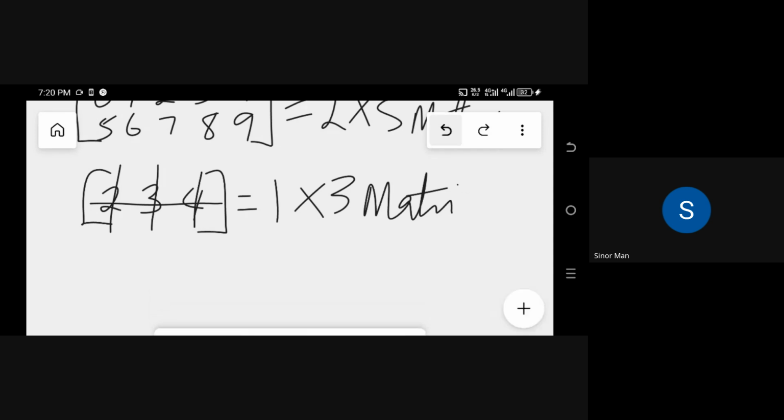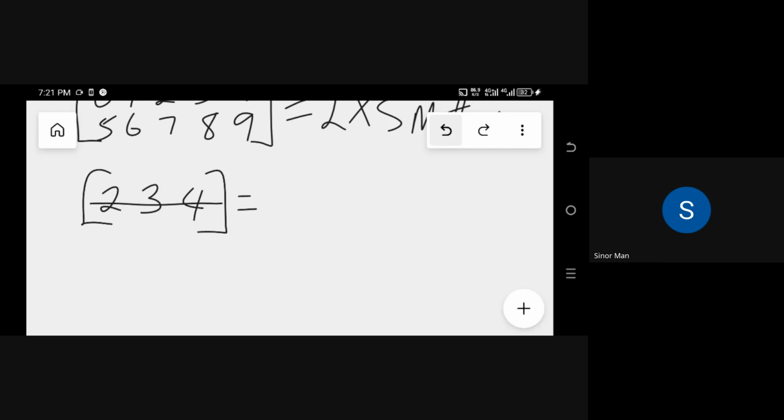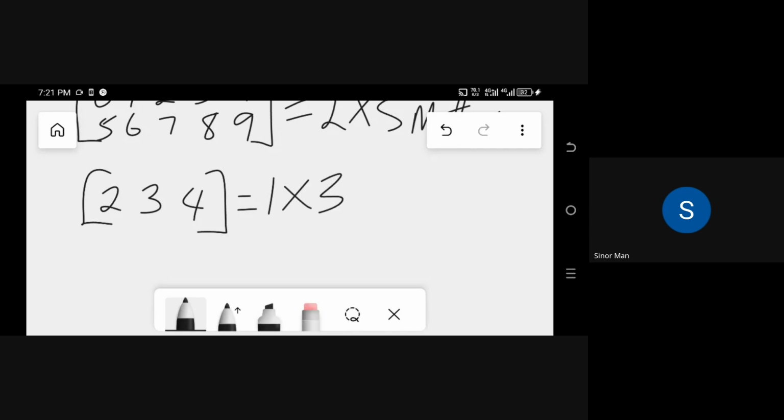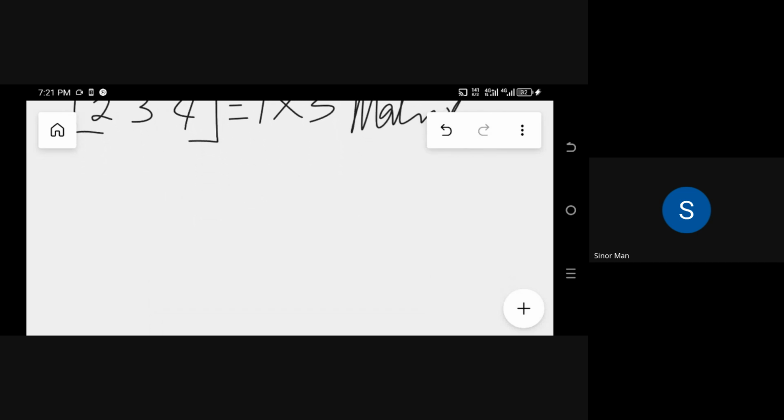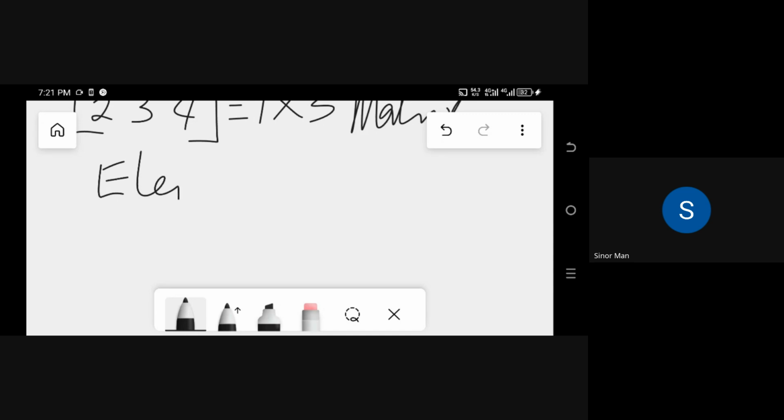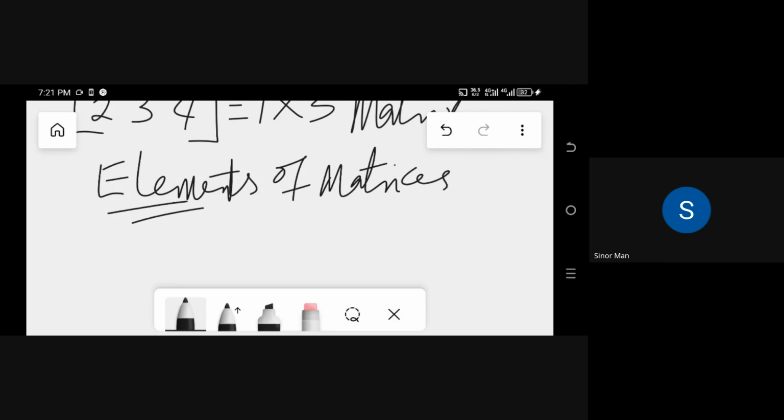So now we shall proceed to getting the elements of a matrix. Elements of a matrix, that is how to identify the position each element occupies in a matrix. How to identify the position that each element occupies in a matrix. So looking at elements of matrices here.